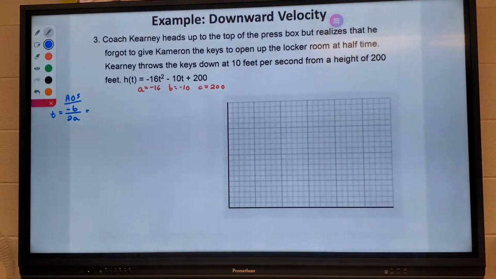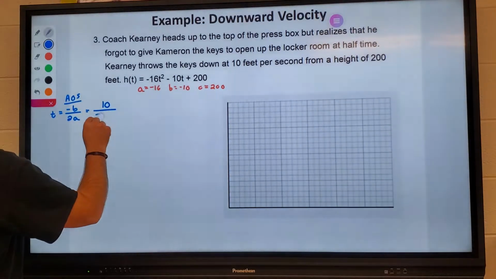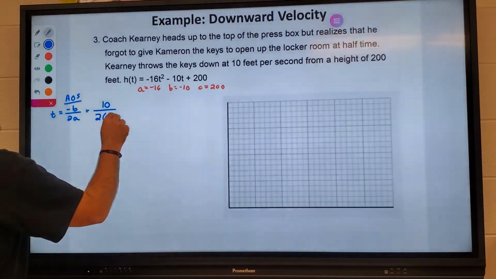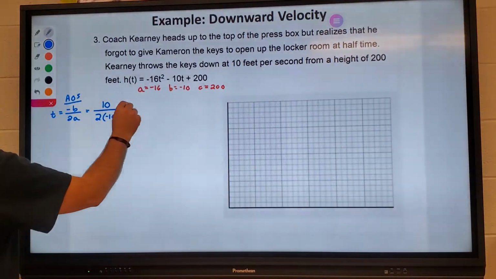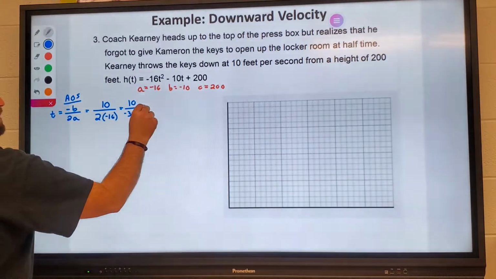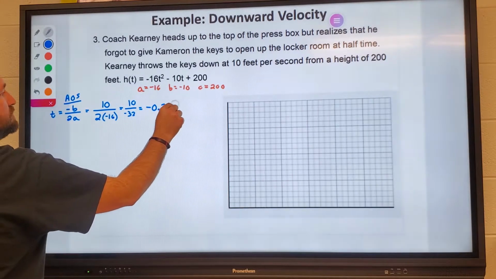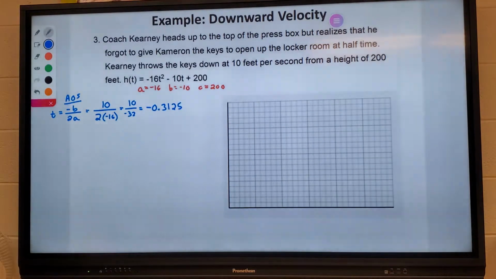So the opposite of negative 10 is positive 10 over 2 times the value of A, or negative 16. And then you're going to again simplify. So I have 10 over negative 32, which is going to give me a value of negative 0.3125. Okay, because of the fact that this is negative, and again, these ones should always come out to be a negative AOS. Do not change it positive just to make it positive. It is negative on number 3 for a reason.